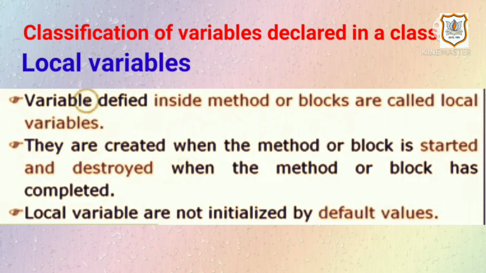Next one, classification of variables declared in a class. First one, local variables. Variables defined inside methods or blocks are called local variables. They are created when the method or block is started and destroyed when the method or block has completed. Local variables are not initialized with default values.